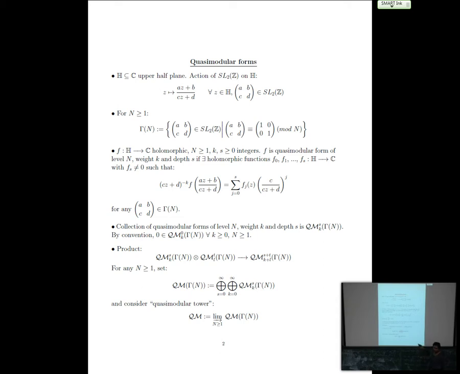depths. You add up the weights and you add up the depths, and similarly, you can construct this sort of quasi-modular tower, that is, you add up quasi-modular forms of all weights, all depths, and all levels, and you take a direct limit. Okay. So this is the main object that we'll be talking about. So these are the quasi-modular forms.